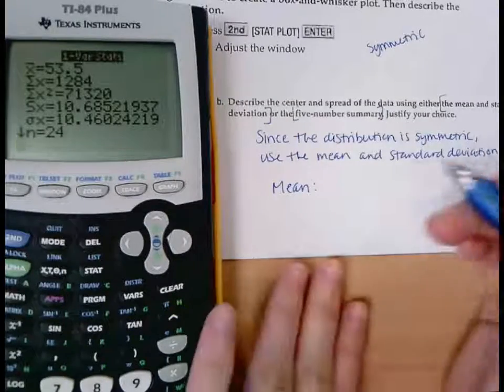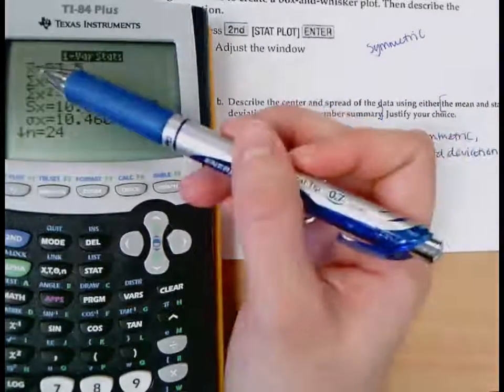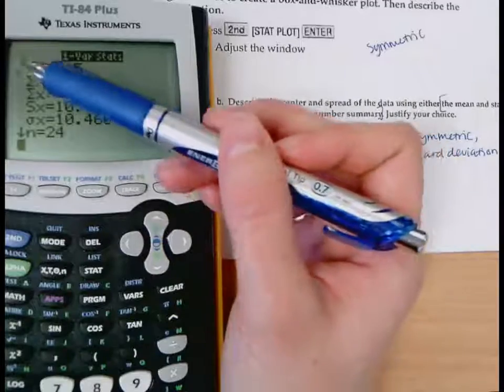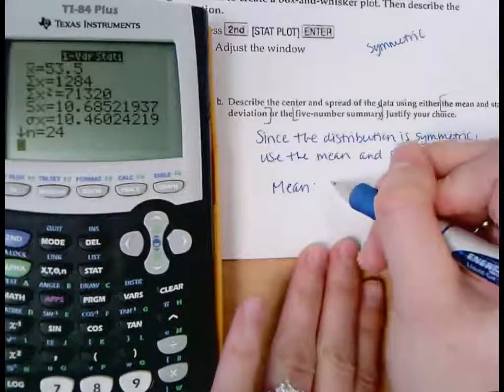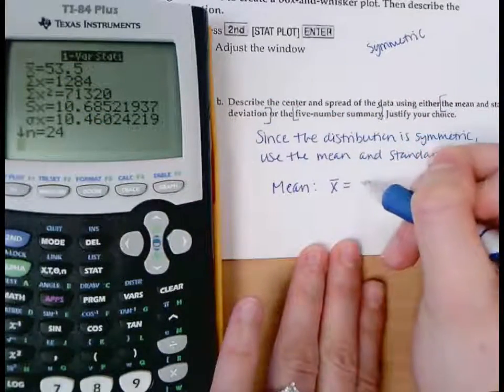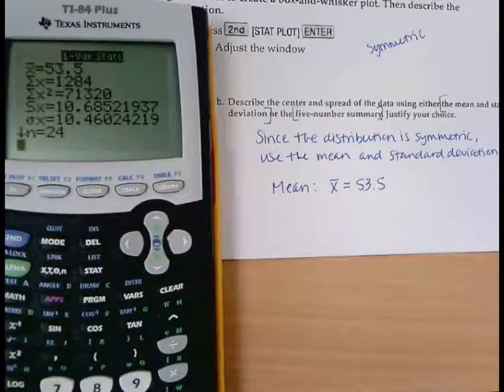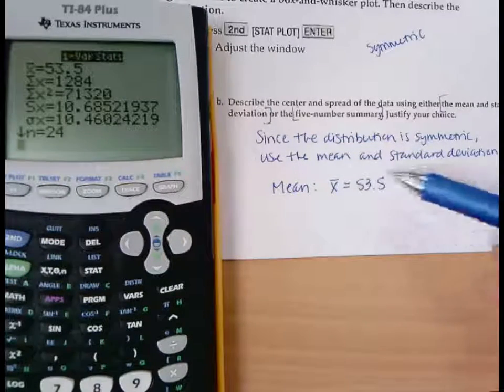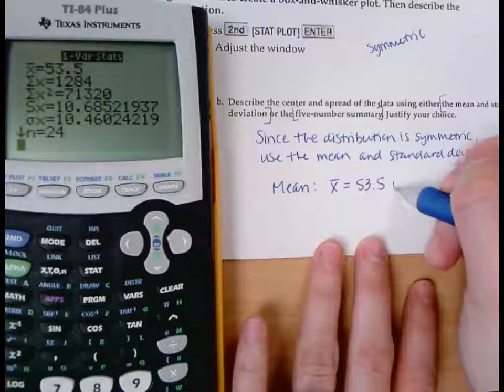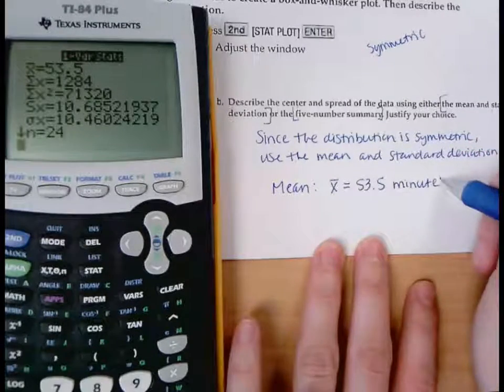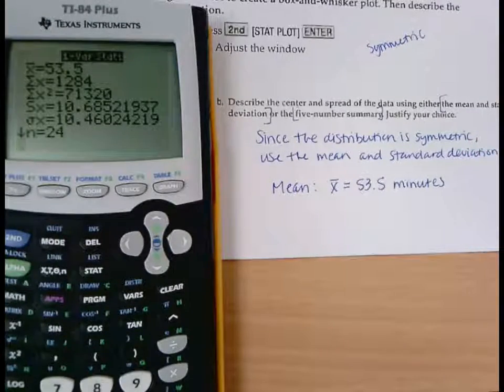Yes, I think a couple of you said it is the 53.5. So the very first value you see, that X bar, that is the mean. And that is 53.5. So the average amount of time spent on homework each night would be 53.5. I could even put minutes after this. For this class, anyway, that's their average amount of time spent studying or spent on homework.